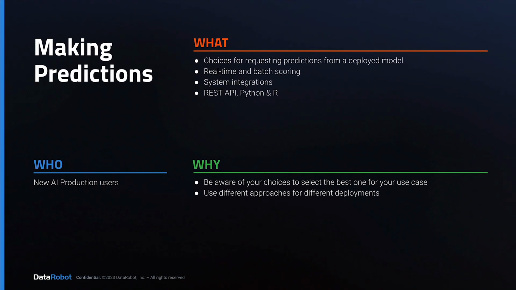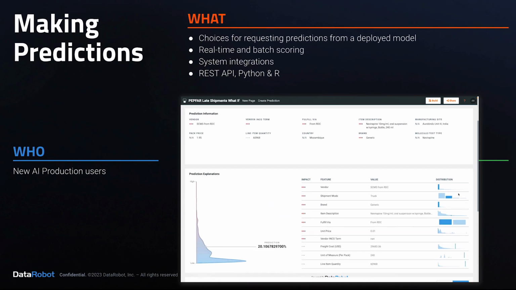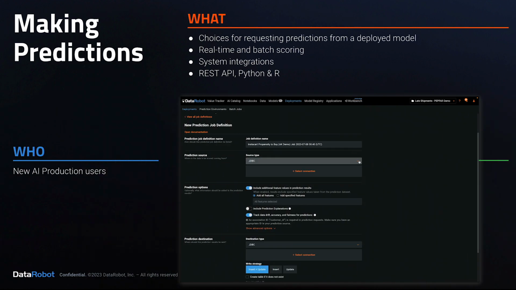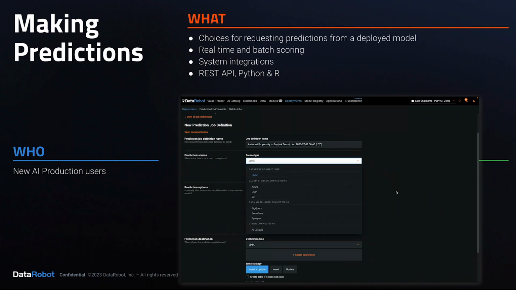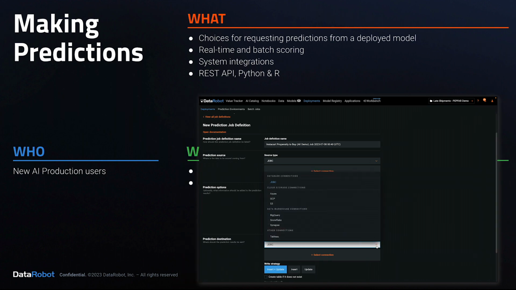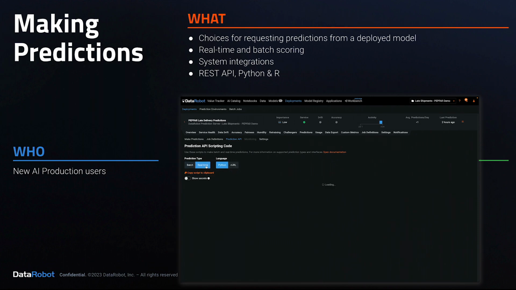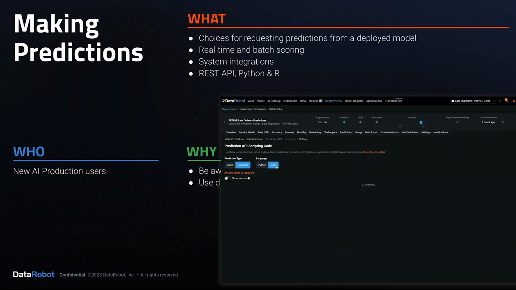In this tutorial, you'll learn about the flexibility for making predictions with deployed models. You'll see specific examples that cover some of the breadth of the options available to you. In these selected examples, you'll be introduced to options for real-time and batch scoring, options for integrating with other systems and tools, and options for interacting with your model's REST API.